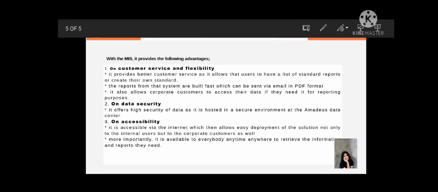Second, on data security. It offers high security of data as it is hosted in a secure environment at the immediate data center. Third, on accessibility. It is accessible via the internet, which allows easy deployment of the solution not only to the internal users but to the corporate customers as well. More importantly, it is available to everybody, anytime, anywhere, to retrieve the information and reports they need.